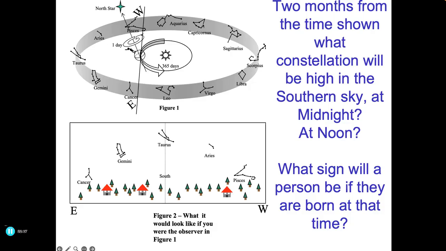So 2 months later, if the Earth is right there, then what will the sign be of a person born that day, right? If the Earth is there, then the Sun will be there. The Sun will be in front of Capricornus. So what sign will a person be if they're born on that day? Who cares? Astrology's nonsense.